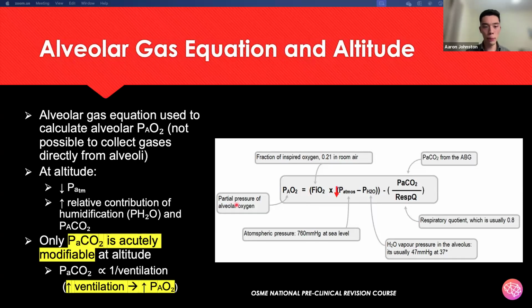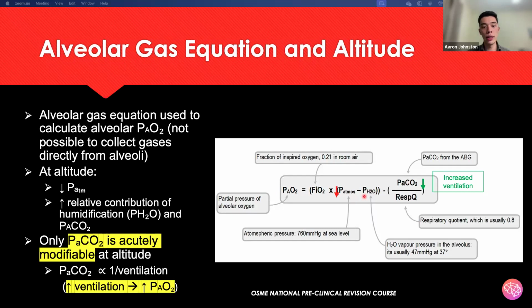So let's think what happens to this equation at altitude. At altitude, the fraction of inspired oxygen doesn't change. It's still 21%, but what does change is the atmospheric pressure. Atmospheric pressure drops, as I said, proportional to the extent of the altitude. So if that falls, if we look at this equation, the only other thing we can change, we can't change the partial pressure of water within the air, or the degree of humidification. The body can't change that anyway. The respiratory quotient is kind of determined by the fuel consumption, not easy to change acutely.